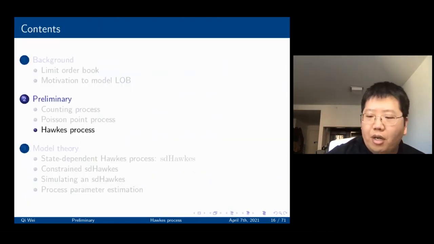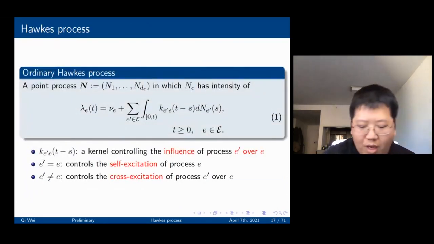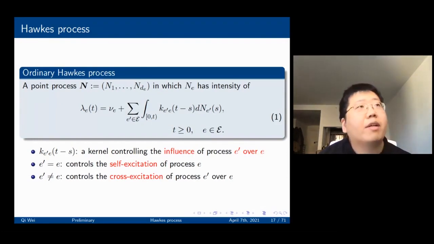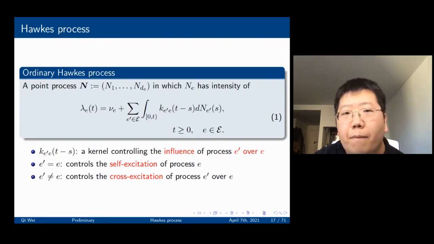As I mentioned, we really want to capture the excitation, or influence, between the arriving events. Okay, there's a quick question from the audience. If we were not part of the process and were just an observer, can we still use point processes or Hawkes processes?